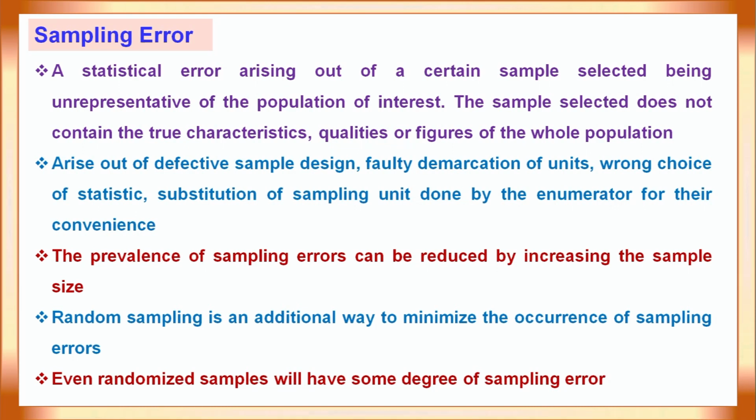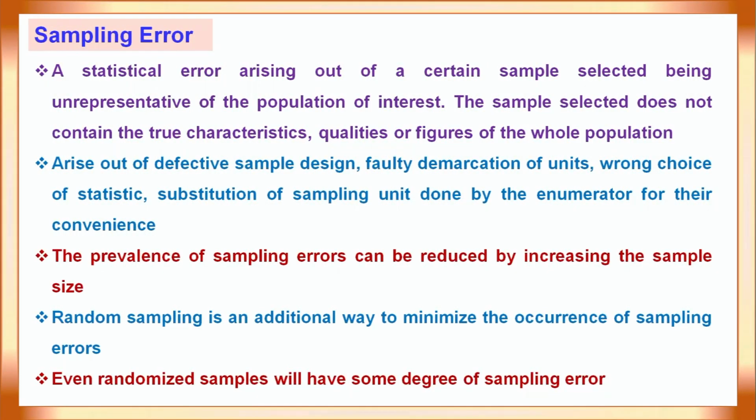But if you remember, when we were discussing sample size determination techniques, I told that a large sample also poses a number of problems in terms of ethics, cost, resources you require, time you require, and also in terms of how much effect you want in your study. For decreasing the sampling error, you cannot limitlessly increase your sample size. Secondly, the random sampling process is an additional way to minimize the occurrence of sampling error.